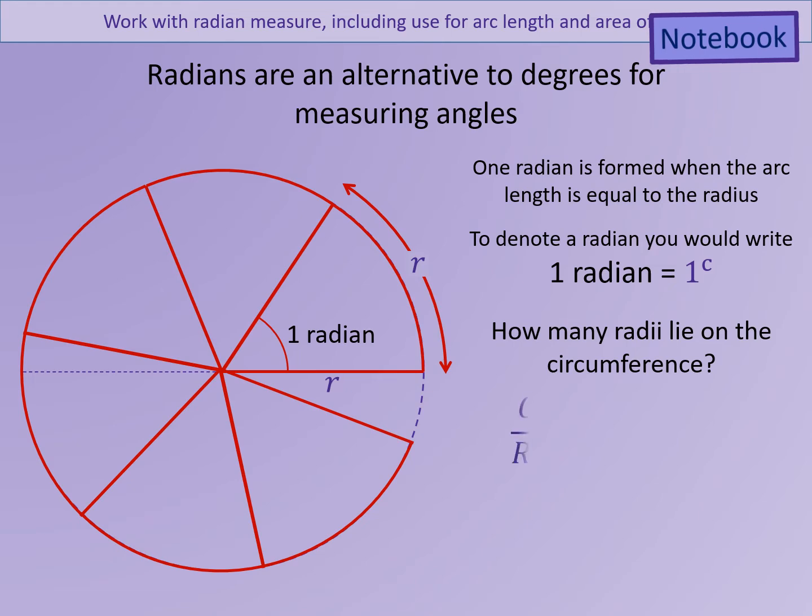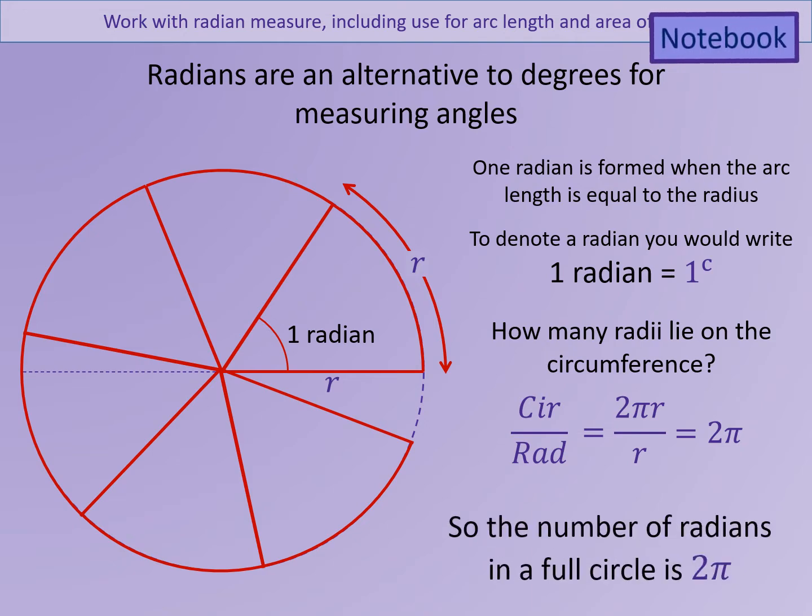We know that the circumference of a circle is 2 pi r. So if we divide the circumference by the radius, this will tell us how many of those radii will fit around the edge. So 2 pi r divided by r cancels down to 2 pi. This tells us that the number of radians in a full circle or a full turn must be 2 pi. This fits in with what we've observed. We know that pi is about 3.14, so we know that 2 pi is about 6.28. And we saw that a little over 6 of these sectors would fit in the circle.